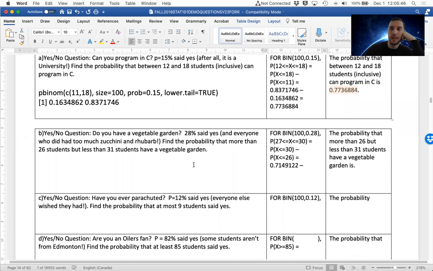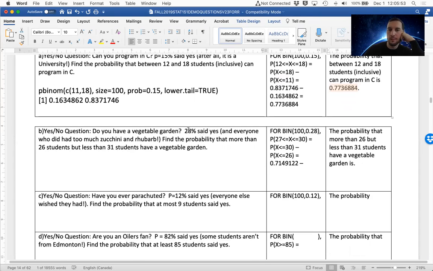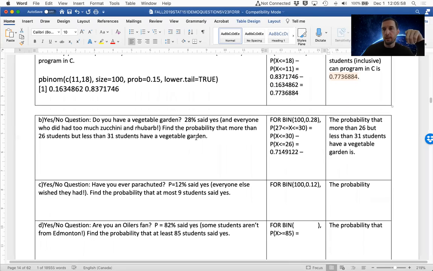In part B, it's the same style of question. Do you have a vegetable garden? The probability that you say yes to this is 28%, and you want to find the probability that more than 26 but less than 31 have a vegetable garden. So more than 26, less than 31. This is P(27 ≤ X ≤ 30), because we're not including 26 and 31 in the calculation. So now what we're going to do is find P(X ≤ 30).